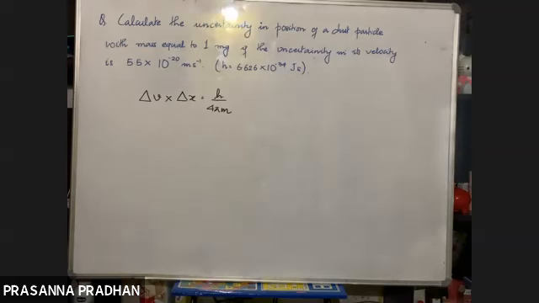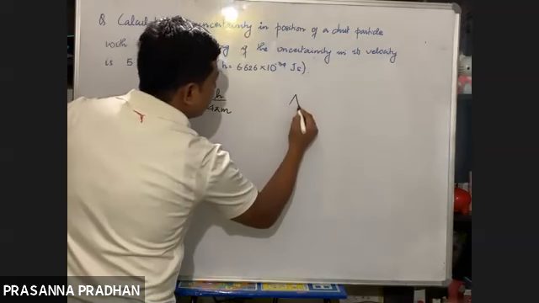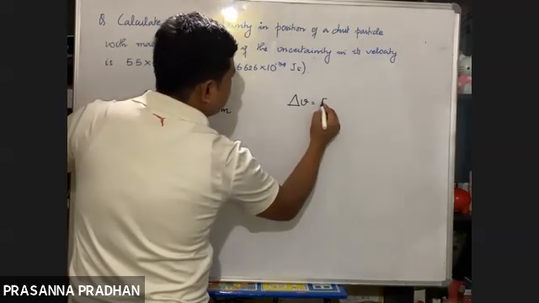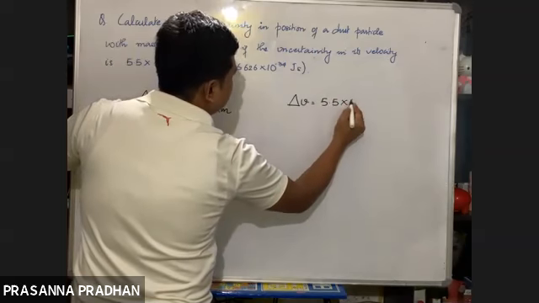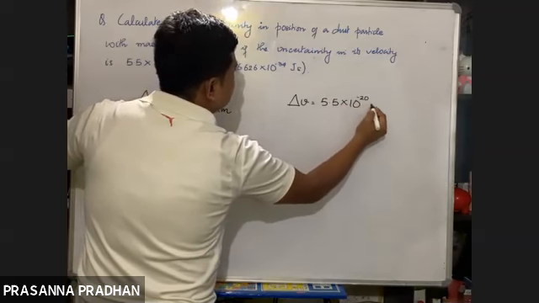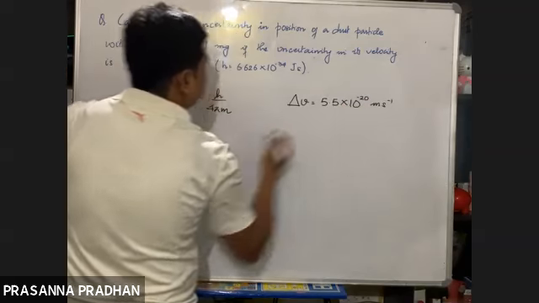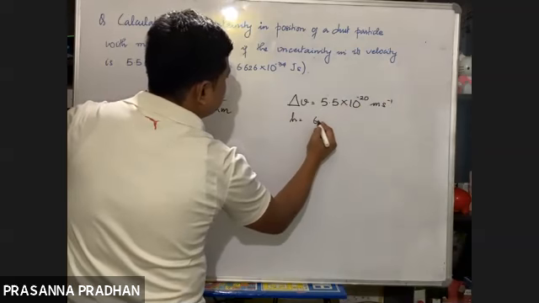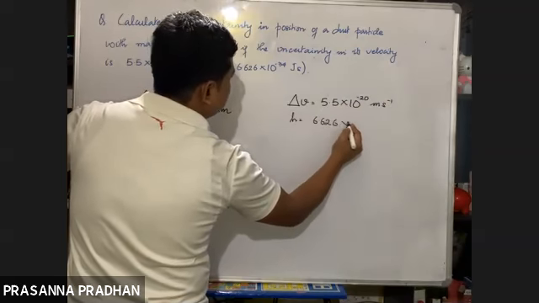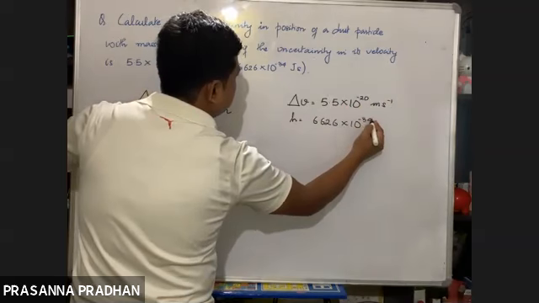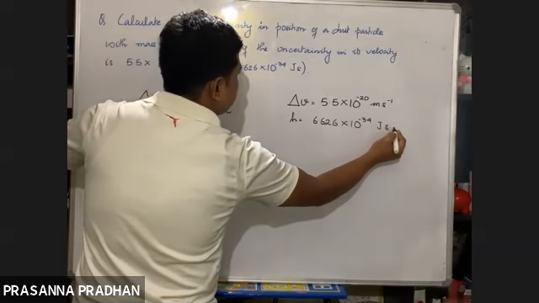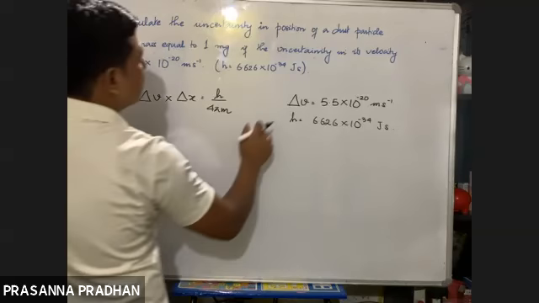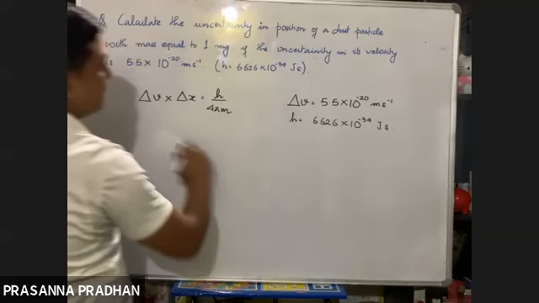So what is the uncertainty in velocity? That means given the value of delta V is 5.5 into 10 to the power minus 22 meter per second, and the value of h is also given, 6.626 into 10 to the power minus 34 joule second, and I think the mass of that dust particle is also given. How much is the mass? 1 milligram.